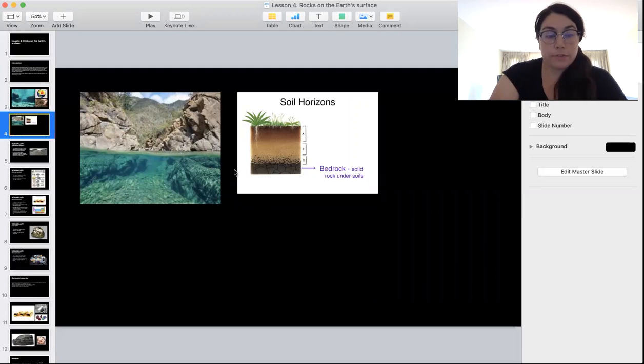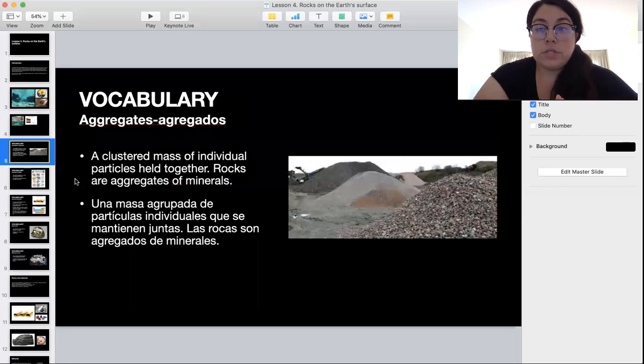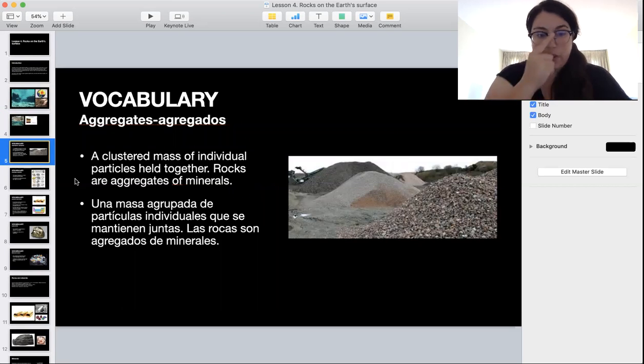This is a picture of a river with some rocks underneath, and this is the soil. And it shows you the plants, where the roots are, this is the soil, and under all of the soil that you usually see, there is bedrock, really hard rock, and that's part of the crust too. We are gonna review some vocabulary with you girls, and I have some pictures as support, okay?